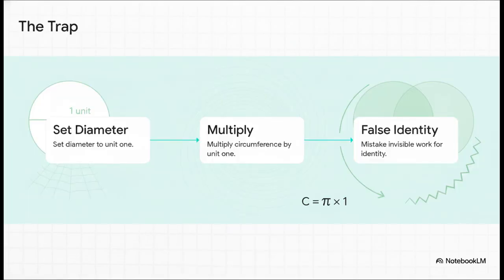Step 1. Imagine a circle where the diameter is exactly 1 unit. Step 2. You plug that into your formula. The circumference equals pi times 1. Because multiplying by the unit 1 doesn't visibly change anything in the equation, the circumference and pi suddenly look like they magically coincide. Step 3 is the trap springing shut. We mistake this invisible algebraic work for an actual identity.